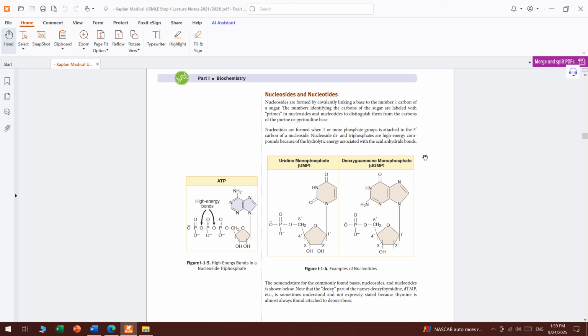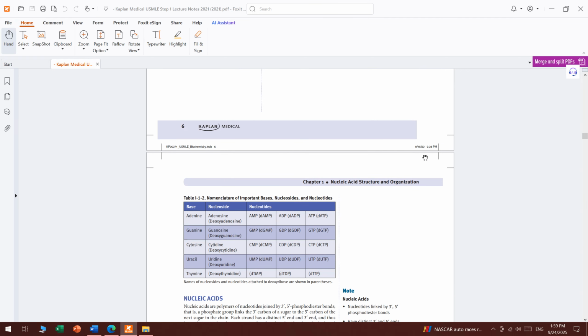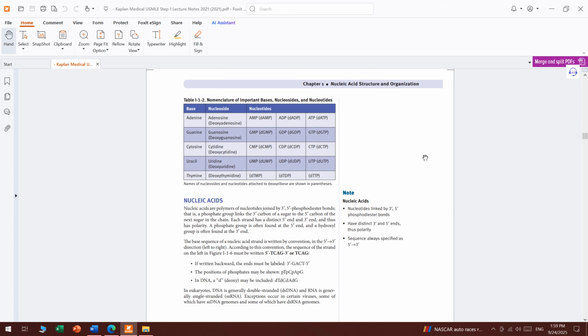Nucleoside triphosphates, such as ATP, GTP, CTP, UTP, and their deoxyribose counterparts, are particularly important because they contain high-energy bonds. The hydrolysis of these bonds releases a significant amount of energy, making them crucial for cellular energy transfer, signaling, and as precursors for nucleic acid synthesis. For example, ATP has 2 high-energy phosphate bonds.